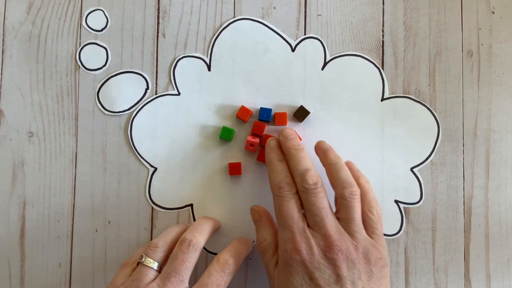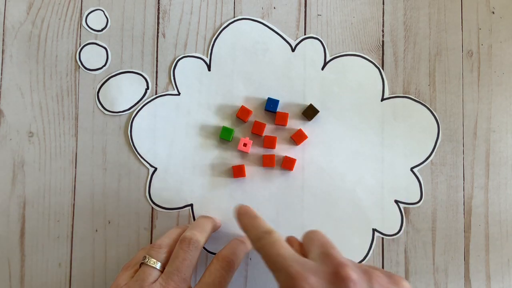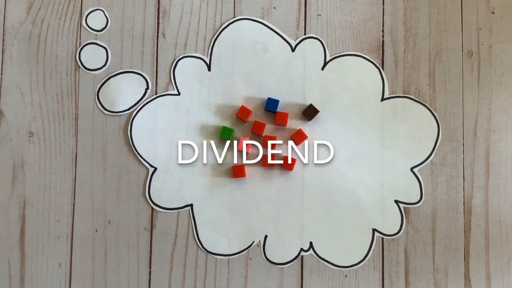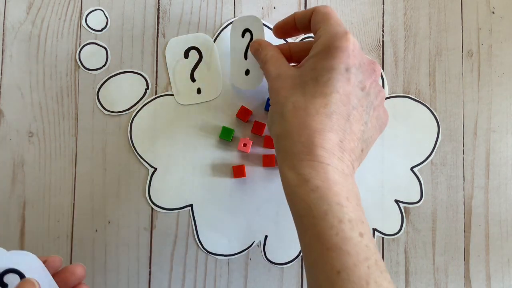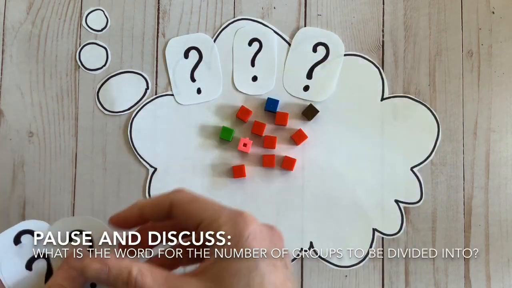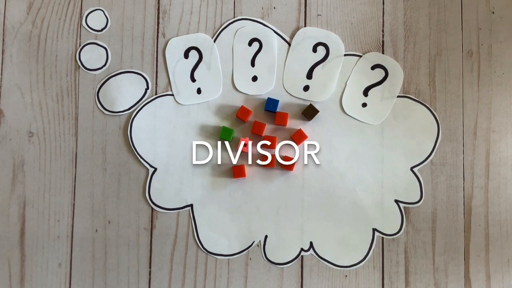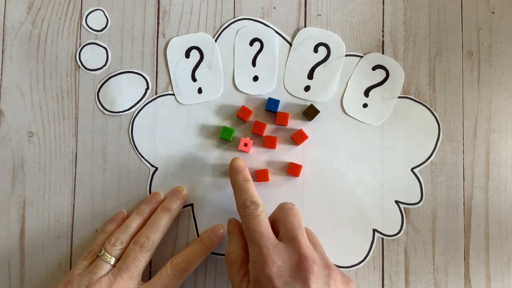Let's practice a different one together. Let's say I want to divide these cubes evenly and fairly. What is the word to describe this amount? Dividend. That's right. Now, I want to divide them into 4 groups. What's the word to describe this amount? Divisor. Good. Keep watching to review what to do.